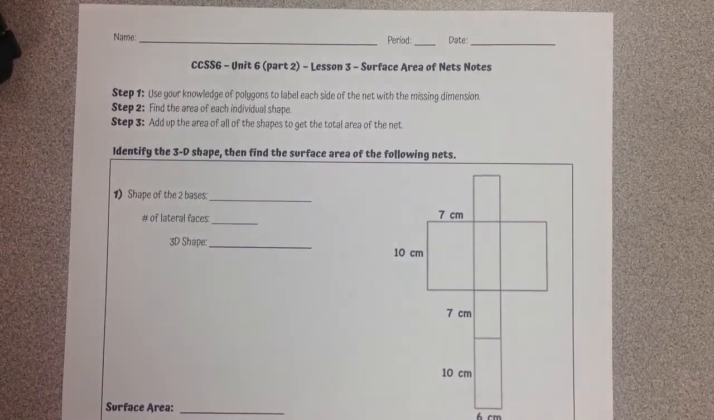Today we're going to talk about surface area of a net. We're going to give you a net with some measures on it and find the surface area of it. So it's kind of like a composite shape, which we've already dealt with.